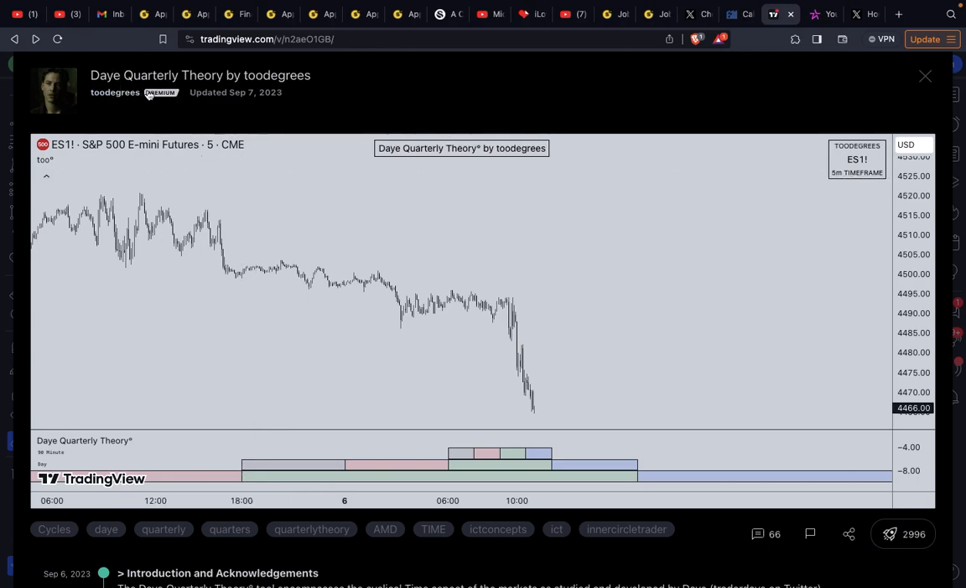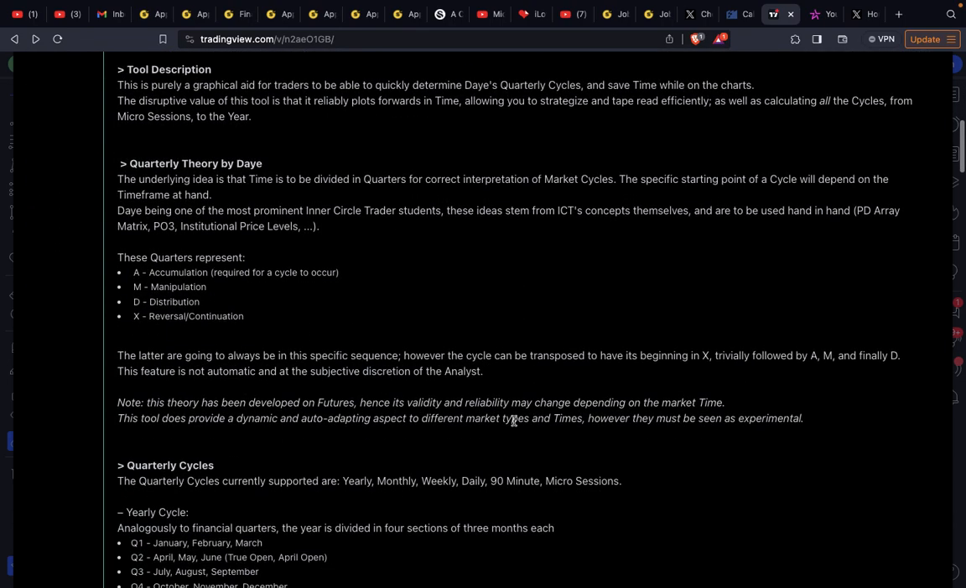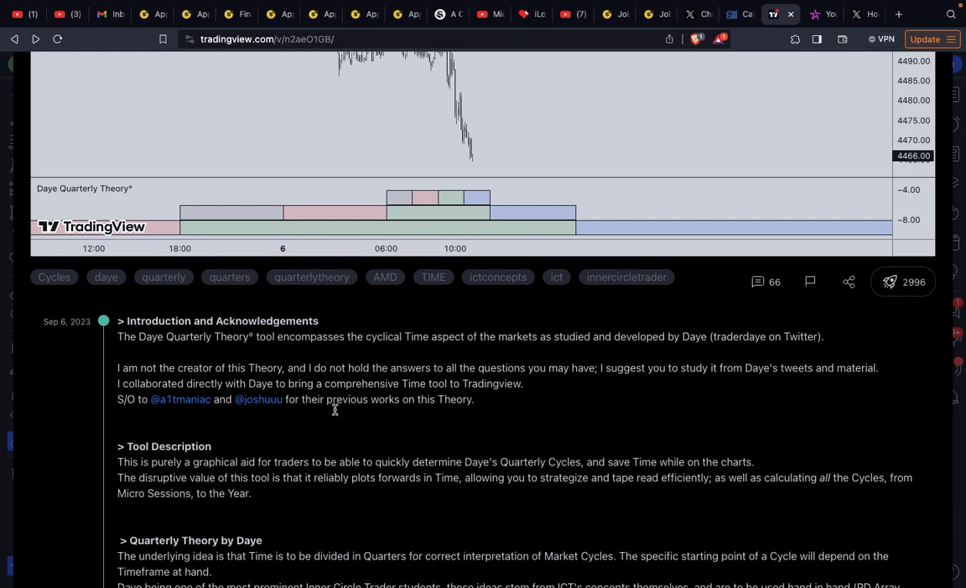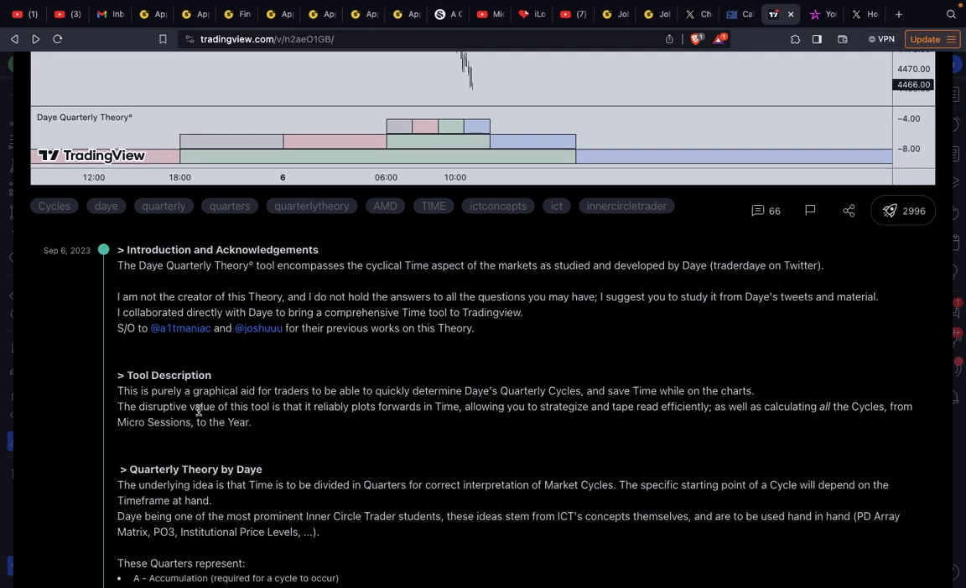This is the indicator we're using. Shout out to 2 degrees. It gives a nice explanation of what's going on with the quarterly theory and everything. I'm just gonna give it a quick read through.